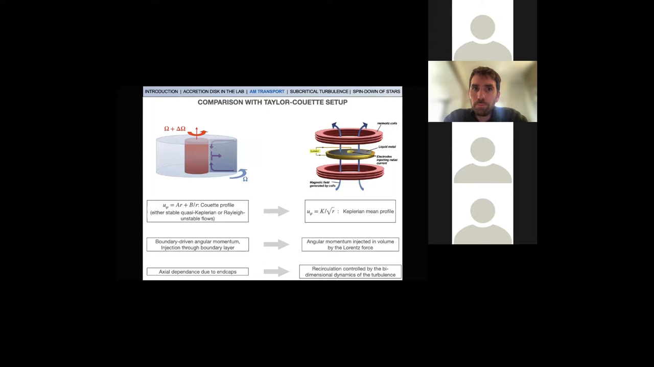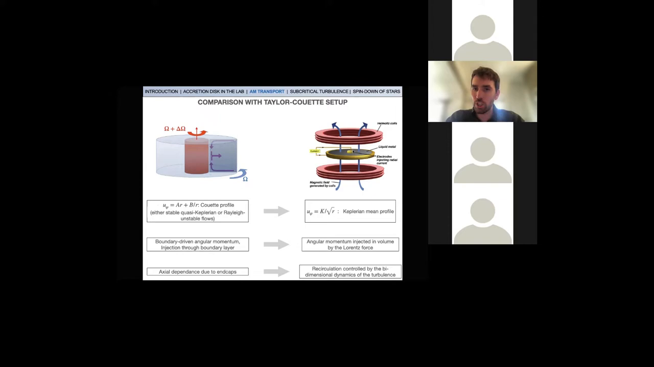So now we can come back to the comparison with the Taylor-Couette flow. And so basically what I'm trying to show you is that we bypass the three different limitations that are generally encountered in Taylor-Couette flow. First, instead of a quad profile, we are now able to generate some Keplerian turbulence. So a Keplerian rotation rate on average, but associated with very strong turbulent fluctuations. The second thing is that we are not driving the angular momentum at the boundary anymore. We are driving it in volume with the Lorentz force. So it's a volume injection of angular momentum.